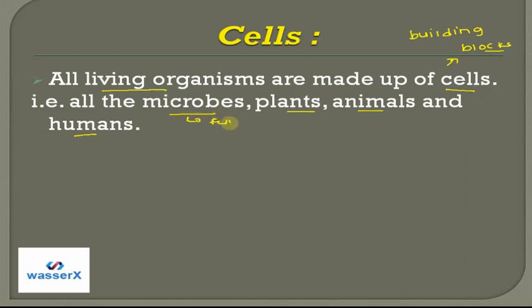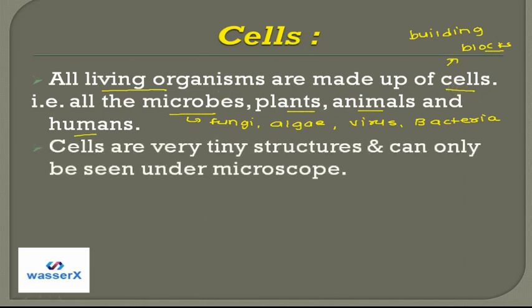Now microbes include fungi, all types of fungi, all types of algae, all types of viruses and all types of bacteria, and many different types of organisms are there. But basically we study these microorganisms. So when we study all these microorganisms or plants or animals or humans, we find that they are made up of cells. Now cells are very tiny structures. Tiny means they are very small structures and they can only be seen under microscope.